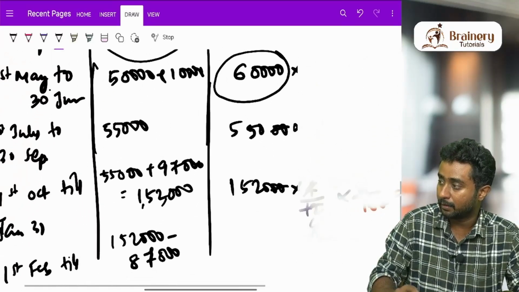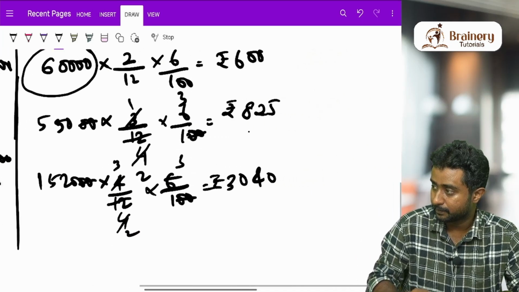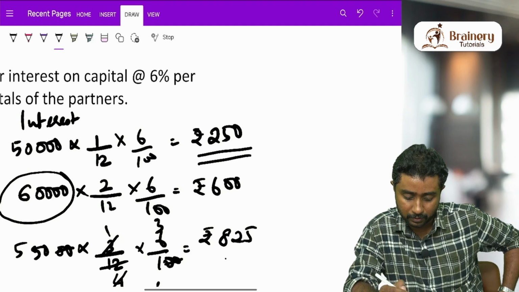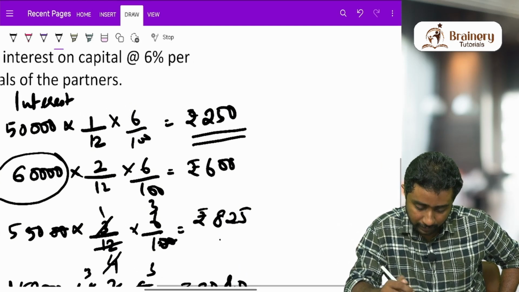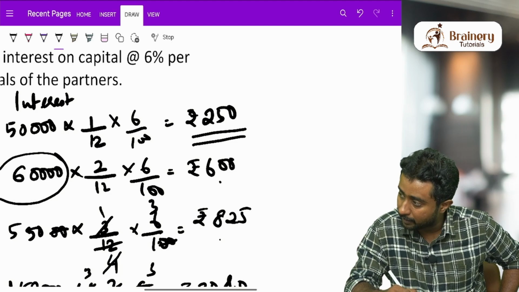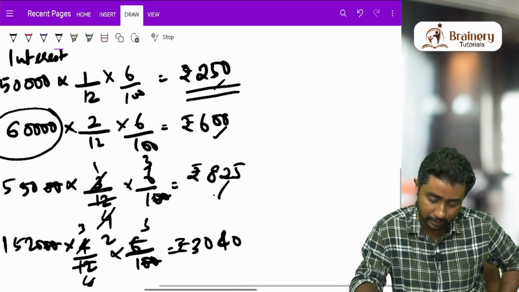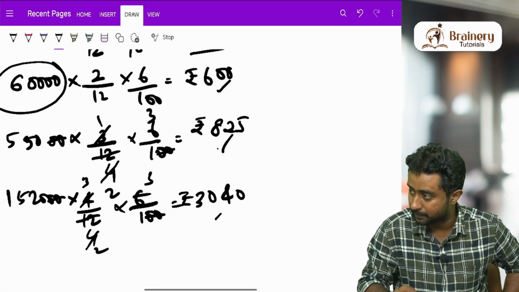So how to calculate that? I will show you all the amounts once. I think it was not visible before. First case you will be calculating 250. You will be getting 250, and second case you will be calculating 600, and third case you will be getting 825, because third case it was for 3 months. Again fourth case it is for 4 months.